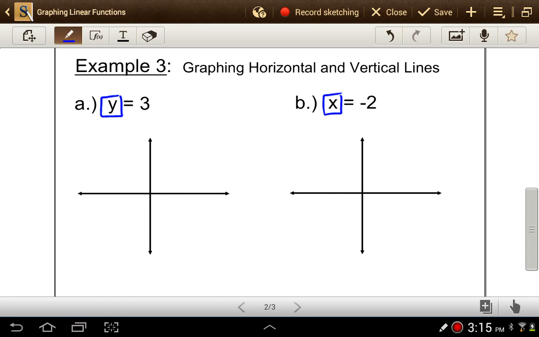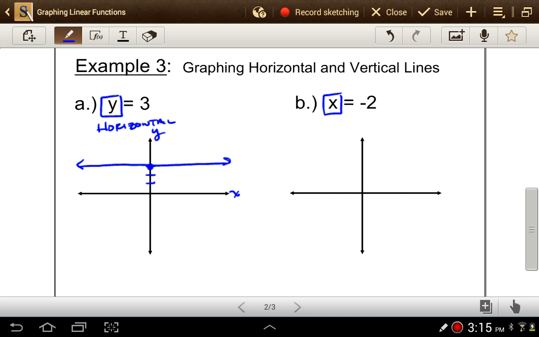Okay, in example A, we have y equals 3, which means my x is not controlling my y. My y is 3. It doesn't matter what my x is. My y always equals 3 in these examples. So what I'm going to do in my graph is I'm going to go up to 3 on the y-axis, and this is going to be a horizontal line. So when y equals something, it's a horizontal line. Y equals a number.